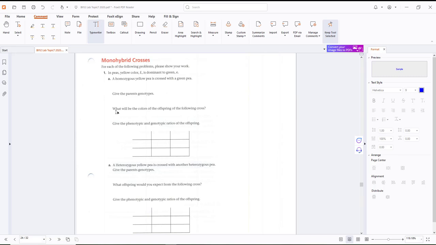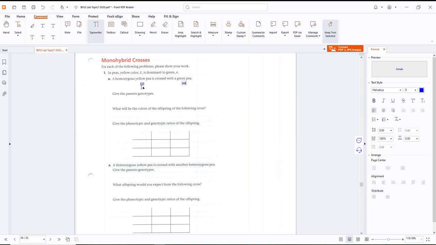So let's start out. It says here, in peas, yellow color big E is dominant to green little e. A homozygous yellow pea is crossed with a green pea. So as I read these questions, I start writing exactly what the genotype is. So it says homozygous. So homozygous means two of the same, right? So homozygous yellow, big E big E, is crossed with green, little e little e. So those are the genotypes. What will the colors of the offspring of the cross be?